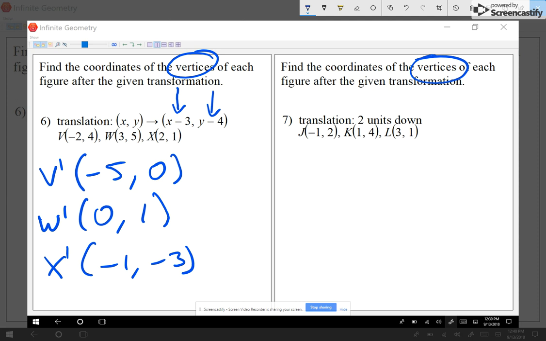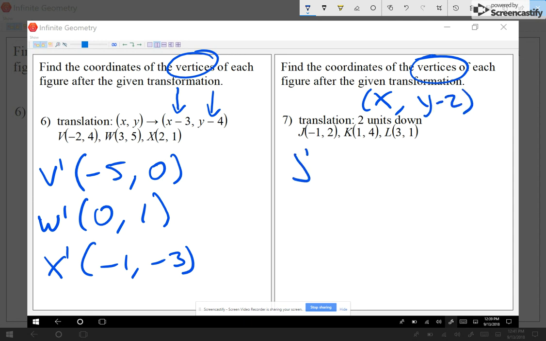Now, my example number 7, I'm not using notation, I'm using words. So I want to write the notation in my mind. First, I look at right or left. It says nothing about right or left. It just says 2 units down. So I'm going to leave the x value alone because it doesn't say anything about right or left. When it comes to y, it says 2 units down. So I'm thinking subtracting 2 from each y.